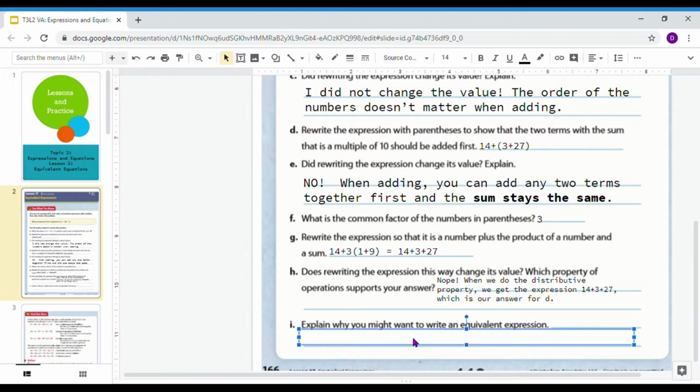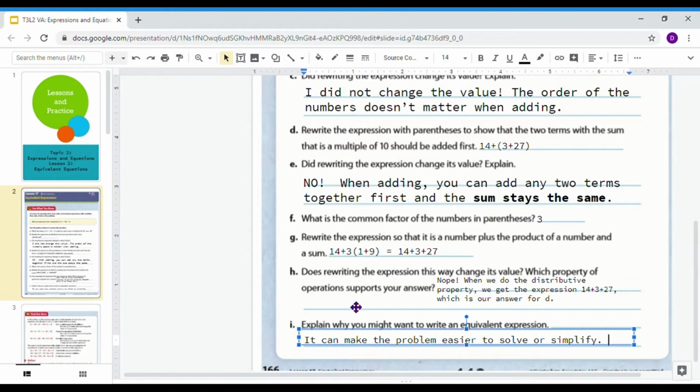So explain why you might want to write an equivalent expression. Sometimes when you can write it as equivalent, it makes it easier to solve. It can make the problem easier to solve or simplify.